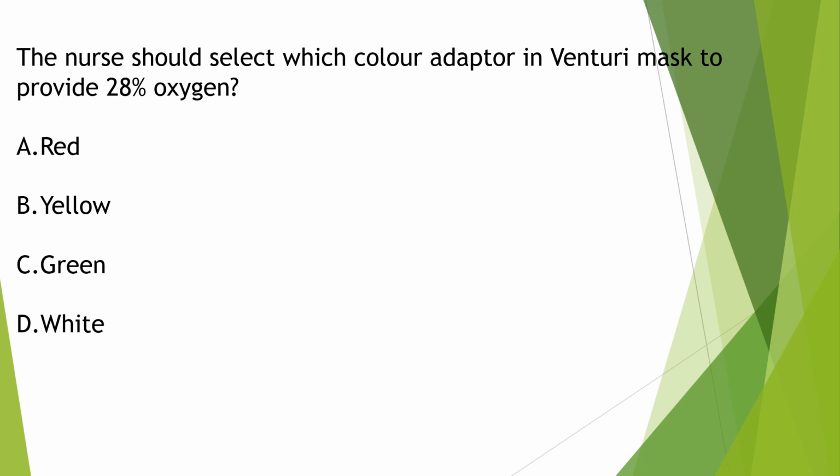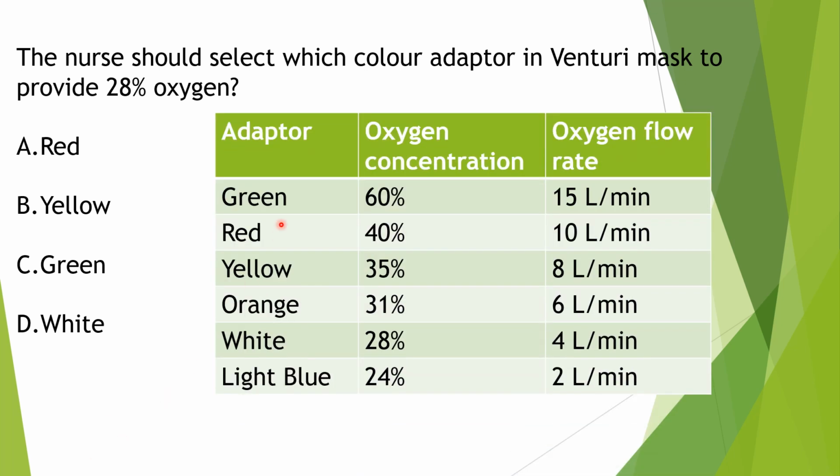To answer this question, you need to know the adapter's color, the oxygen concentration which it provides, and the oxygen flow rate. If the adapter is green, it provides 60% oxygen with a flow rate of 15 liters per minute. Red, 40%, 10 liters per minute. Yellow, 35%, 8 liters per minute. Orange, 31%, 6 liters per minute. White provides 28%, 4 liters per minute. And light blue provides 24% oxygen with 2 liters per minute.